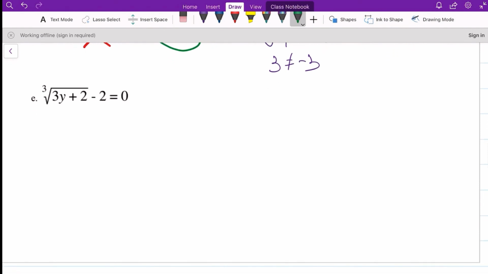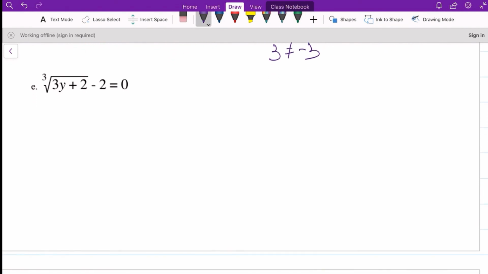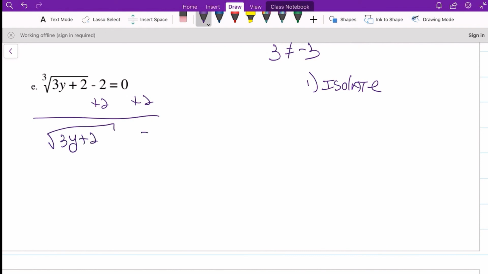We're going to do one with a cube root, basically the same principles. We still want to isolate your radical. So in this one, I'm going to add 2. I have the cube root of 3y plus 2 equals 2, and this is a cube root. And here is where we want to remove the radical. So instead of raising both sides of the equation to a power of 2, we're going to raise it to a power of 3.